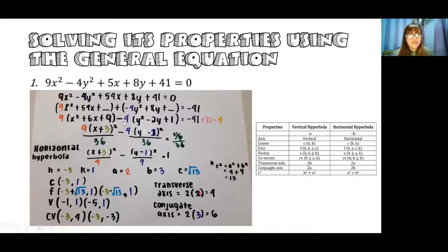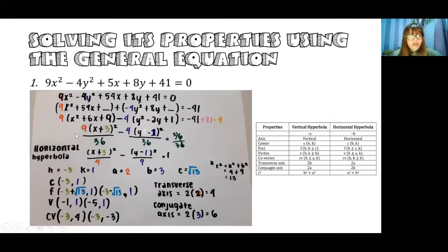While this one, negative 4 times y squared minus 2y plus 1, just like what I said, 8 divided by negative 4 equals negative 2, and then negative 2 divided by 2 equals 1. 1 squared equals 1. Equals negative 41 plus 81 and negative 4, you have 36. 9 times 9 equals 81. Negative 4 times 1 is negative 4. So why are we doing this? Because of the law of equality.